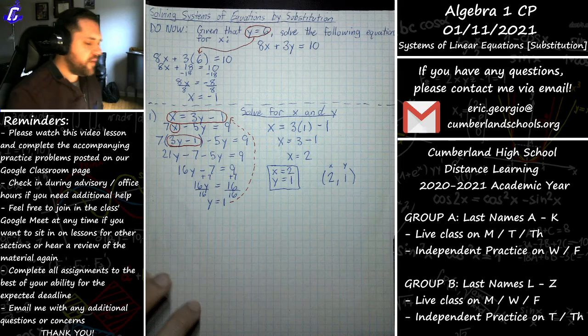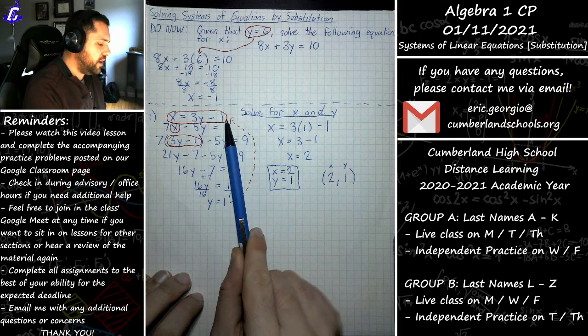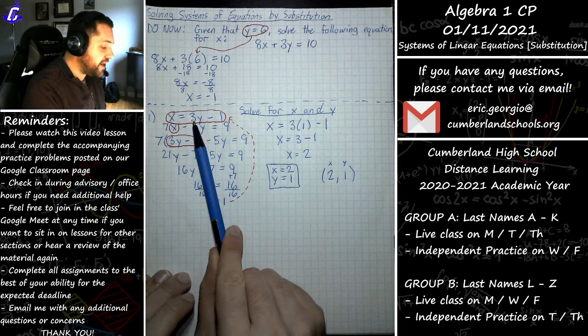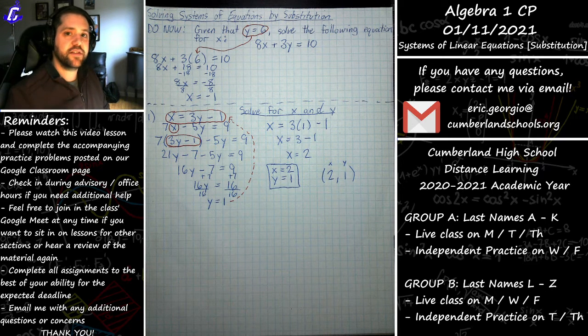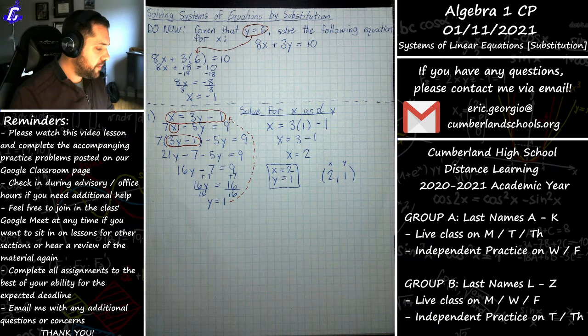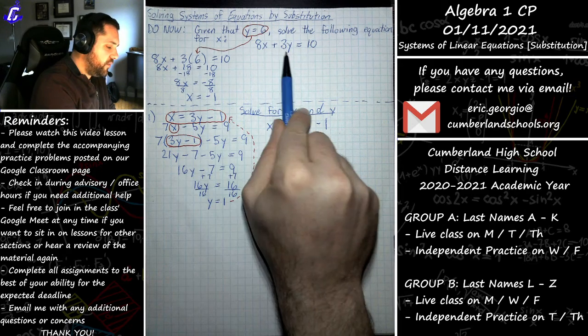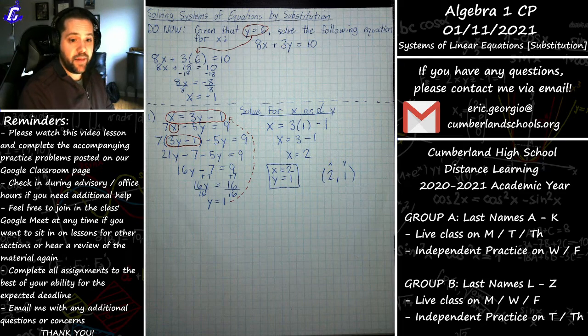All right, but hopefully that makes sense, how we were able to say, oh, if x is equal to 3y minus 1, we can replace the x in the other equation with that expression of 3y minus 1. That replacement process is called substitution. Just like up here, when it was just a single number, we replaced it with the y here. All right, so hopefully that makes sense.